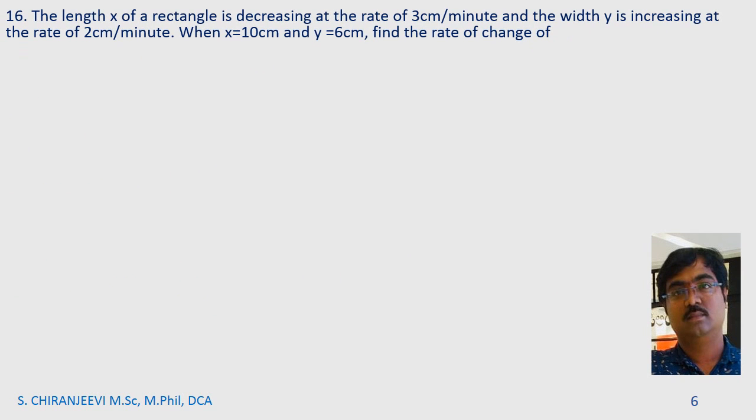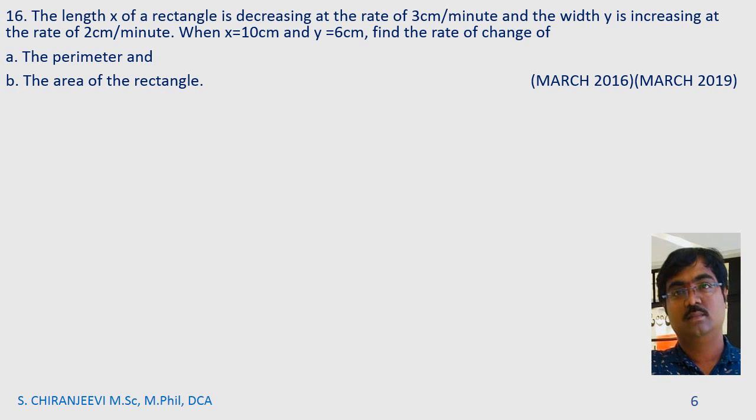Next one, the length x of a rectangle is decreasing. Here you need to remember decreasing will be negative sign, at the rate of 3 cm per minute, and the width y is increasing at the rate of 2 cm per minute. When x equals 10 cm and y equals 6 cm, find the rate of change of first one the perimeter, second one the area of the rectangle, which is asked in March 2016 and March 2019.